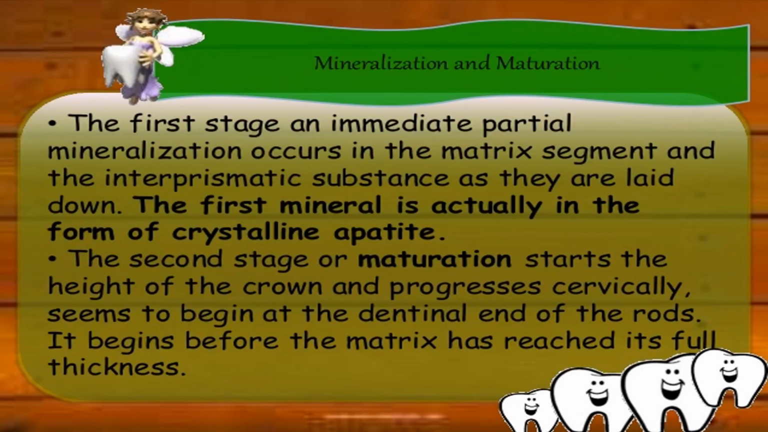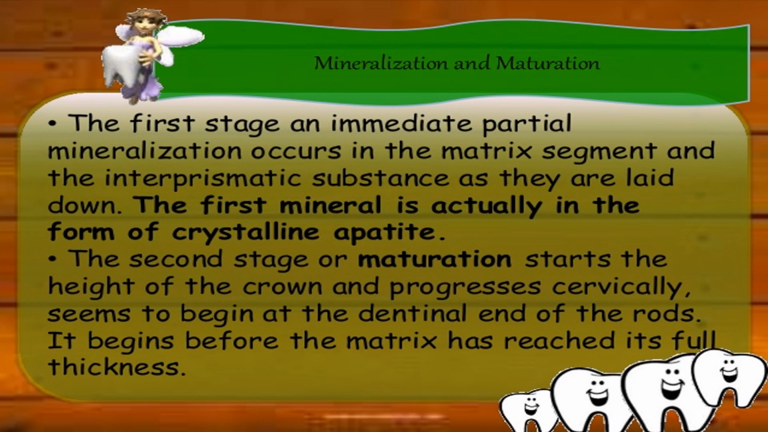Now the second is the mineralization and maturative phase. The first stage of an intermediate partial mineralization occurs in the matrix segment and the interprismatic substance as they are laid down. The first mineral is actually in the form of crystalline apatite. So enamel's first mineral is in the form of apatite crystals.